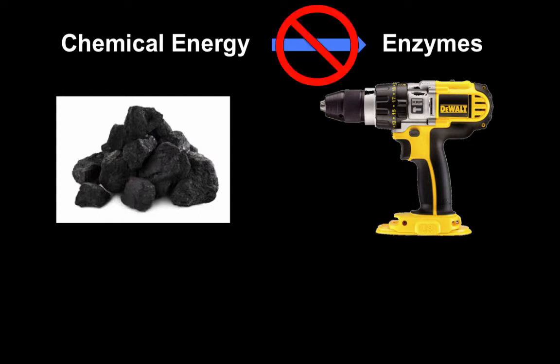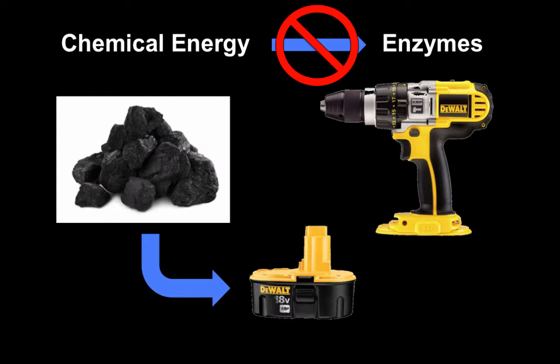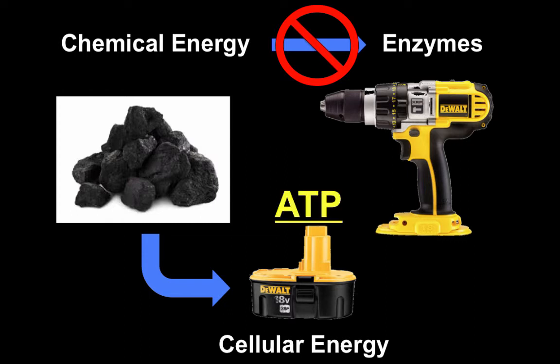Now, the problem is, I can't use coal to directly power my cordless drill. I need to transform the energy that's in that coal into something that's usable for my drill. Something like electricity that can charge that battery. Now in this case, we're going to call this cellular energy. It's energy that can be used by the parts of the cell. And this is going to be the molecule ATP. And ATP fits nicely with my enzymes and allows them to work properly.